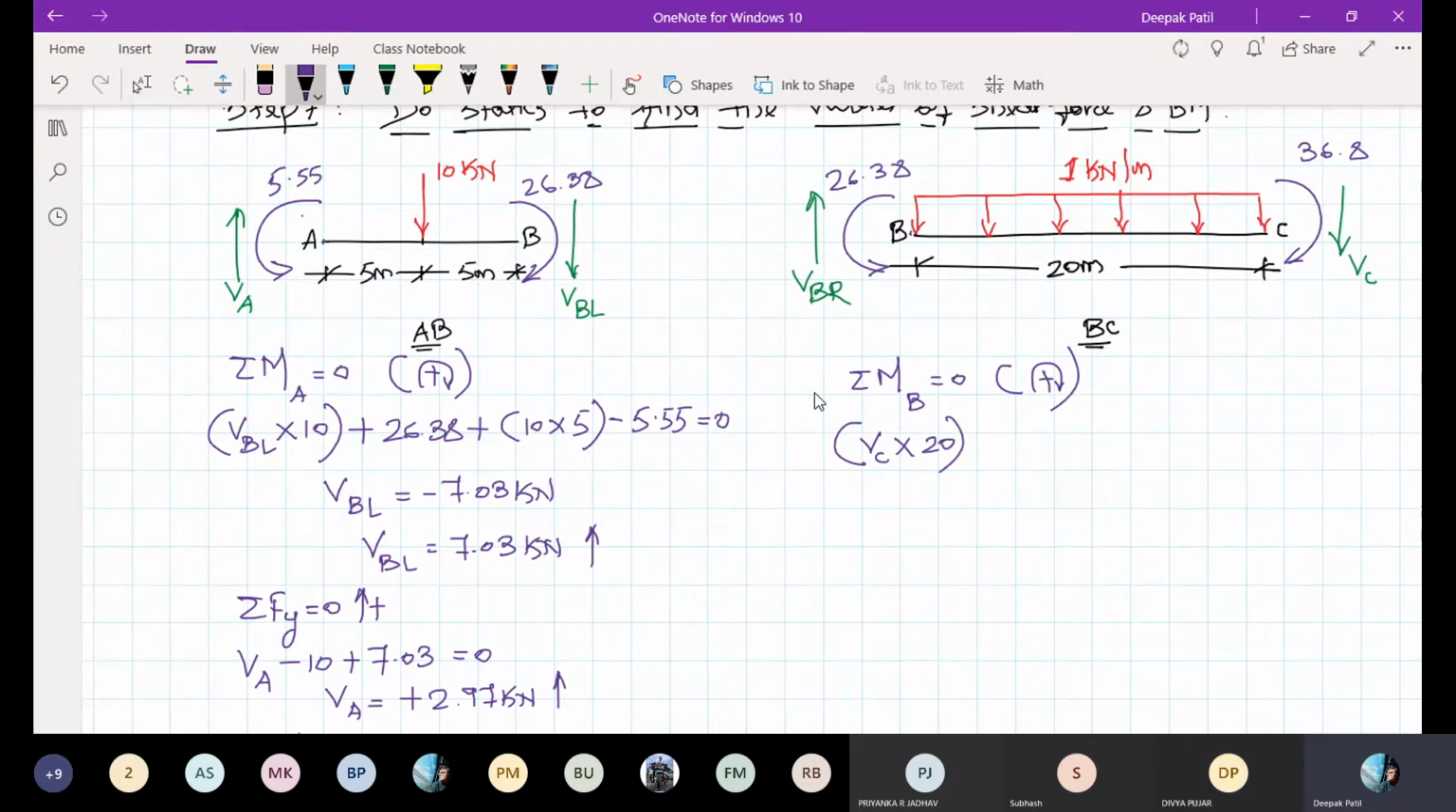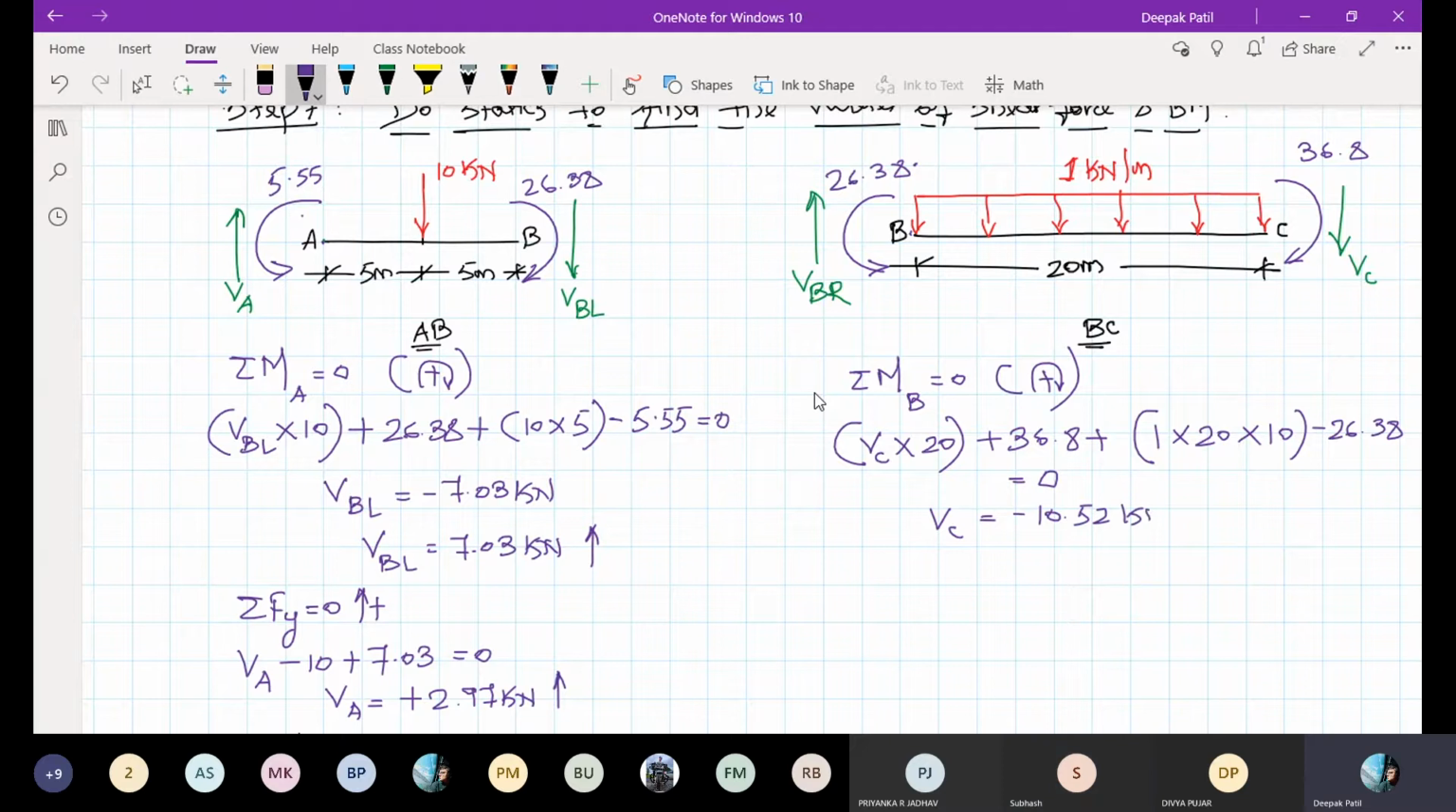36.8 is clockwise, so I'll write plus 36.8. And what about the UDL? That will also cause a clockwise moment. So it should be 1 multiplied by 20 as the load, multiplied by 10 as the perpendicular distance. Then what about this 26.38, clockwise or anti-clockwise? Anti-clockwise. So I should write minus 26.38, and I should not take VB. Equate it to 0, and you will get the value of VC as minus 10.52.